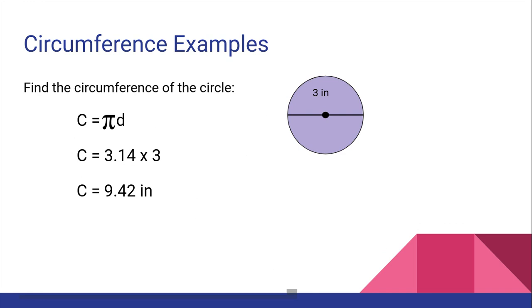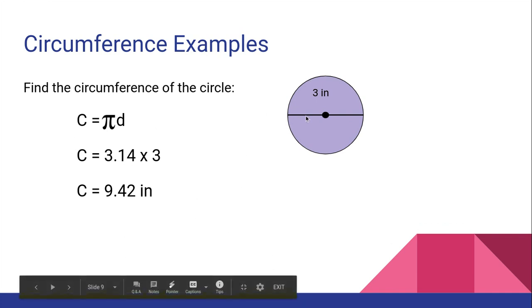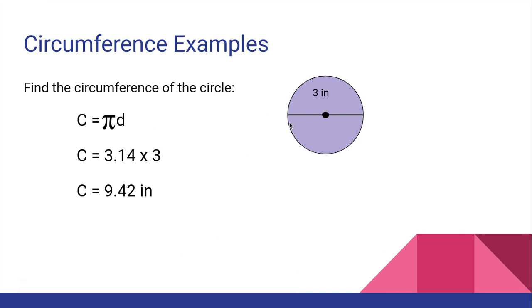And again, we talked about this yesterday. We're going to make sure we label these correctly. So this is what it looks like when we're given a diameter. That means the straight line all the way through. We're just going to multiply what we're given times 3.14.